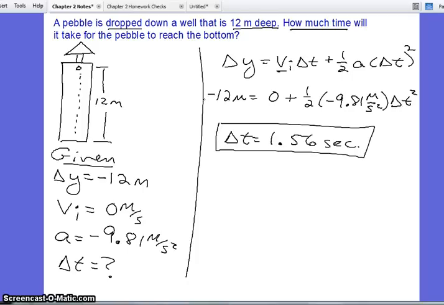Now, one thing that I do want to point out here is that if we would not have had the negative on our displacement, we would eventually be trying to take the square root of a negative number. That's an imaginary number. So if ever you come across trying to take the square root of a negative number, chances are you forgot a negative on your displacement. Usually that's where the negative is forgotten.